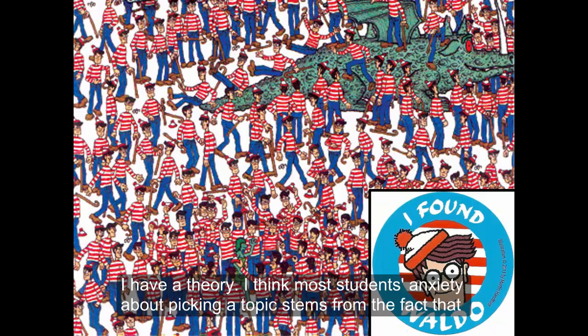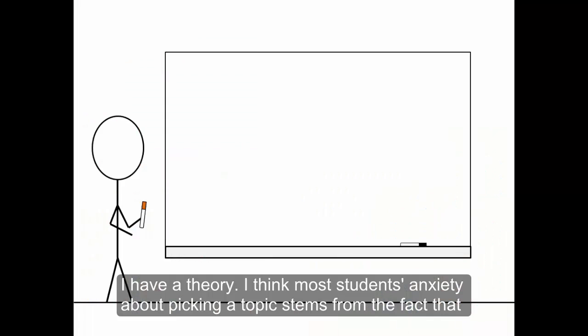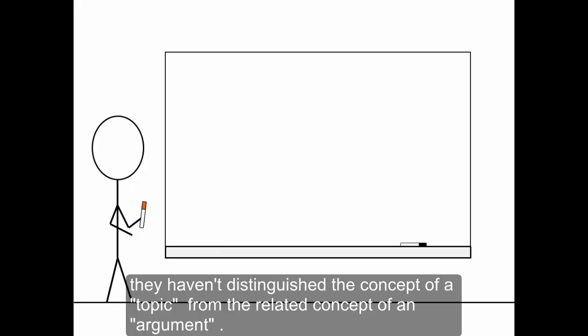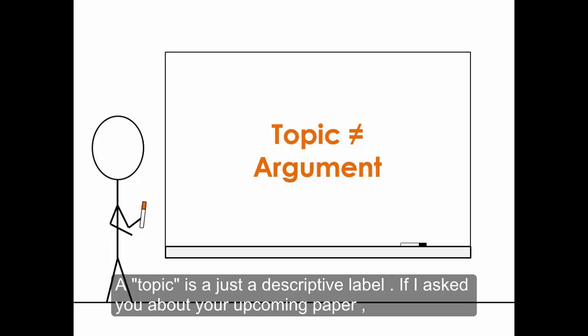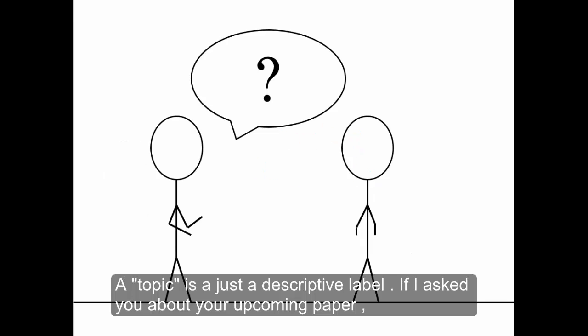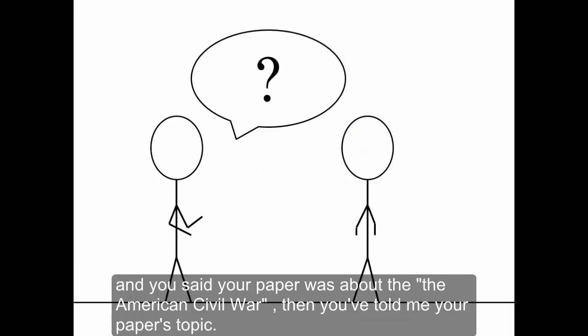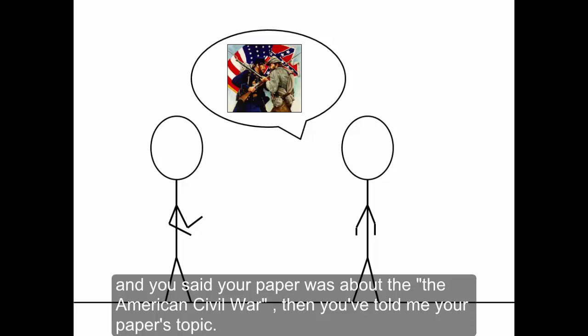I have a theory. I think most students' anxiety about picking a topic stems from the fact that they haven't distinguished the concept of a topic from the related concept of an argument. Although these concepts are related, they're not the same. A topic is just a descriptive label. If I asked you about your upcoming paper and you said your paper was about the American Civil War, then you've told me your paper's topic.